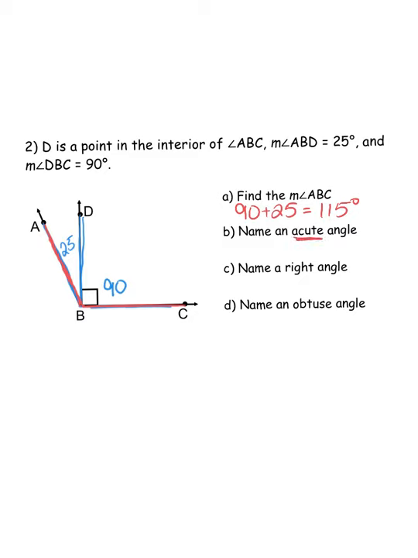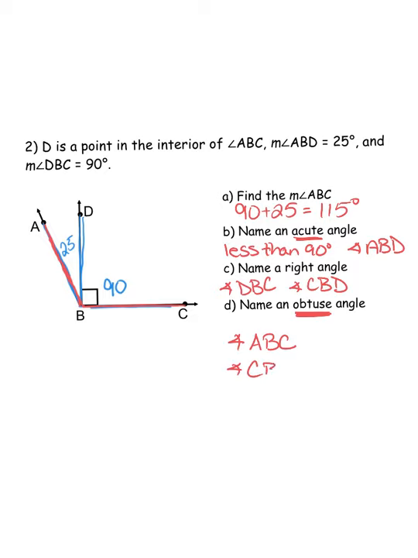Part B says name an acute angle. Think a cute little angle that is less than 90 degrees. So in this case, it would be angle ABD. Part C says name a right angle. That would be angle DBC, or we could call it angle CBD. B has to be in the middle. An obtuse angle, that's more than 90. So the only angle in that picture that is more than 90 is angle ABC, or we could call it the opposite, angle CBA.